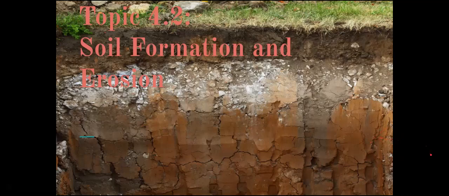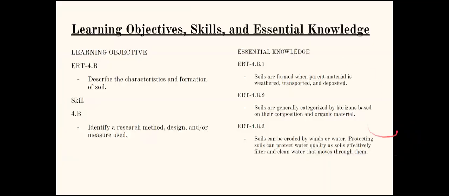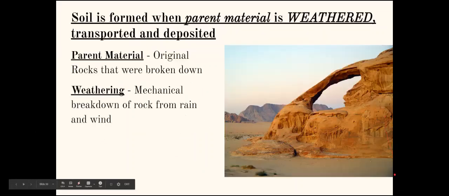In today's lesson, we're going to be going over topic 4.2, which is soil formation and erosion. For this topic, our learning objective is going to be to describe the characteristics and formation of soil, and our skill is going to be to identify a research method, design, or measure used during an experiment. Now, soil is formed when you have parent material, which is rock, and it's weathered, transported, and deposited. And weathering just means to be broken down by wind and rain and other factors like that.